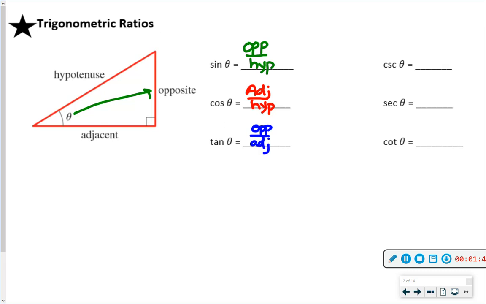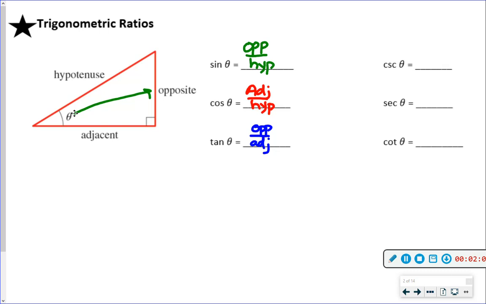Now, I don't know if you've seen these other three on the right side. Those might be brand new to you. I don't know how much they cover those. I know we don't in regular geometry, and I don't know if you get into them in honors geometry. CSC stands for cosecant, SEC is secant, and COT is cotangent. These are the reciprocals of our main three trig functions.